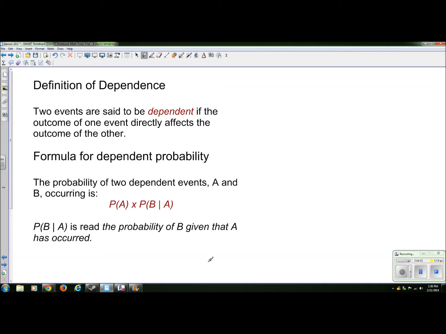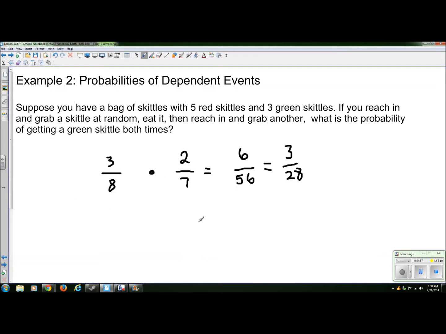So if we look back at our last example, the probability of getting a green Skittle the second time is different than the probability of getting a green Skittle the first time, because grabbing the green Skittle the first time reduced the number of green Skittles in the bag.